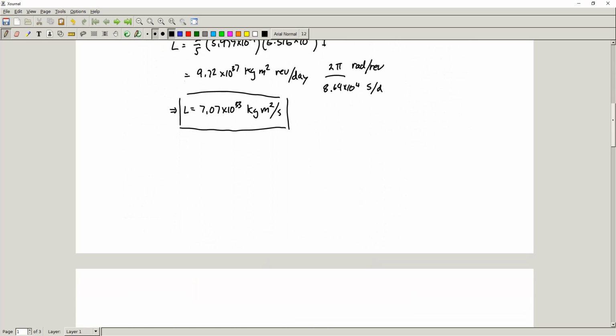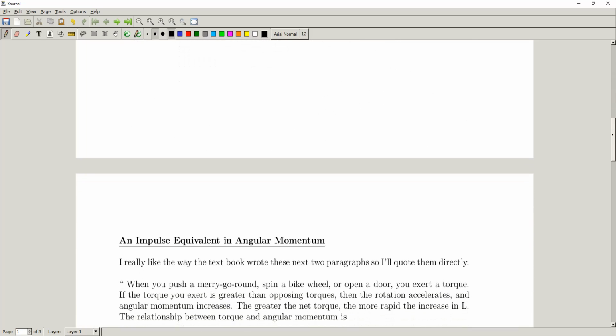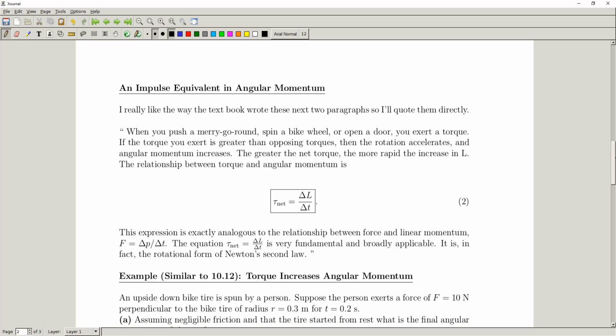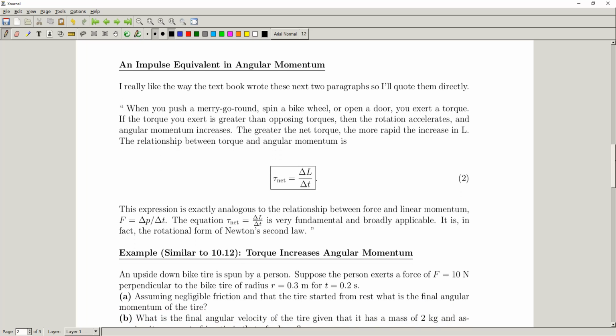So that gives us a quick look at how we could find values for different angular momentums if we needed to. Now if we think back to our discussions on linear momentum, we went on to talk about the change in momentum, delta p, which we called the impulse. I haven't written it here, but remember we defined delta p equals F delta t. This was our impulse.